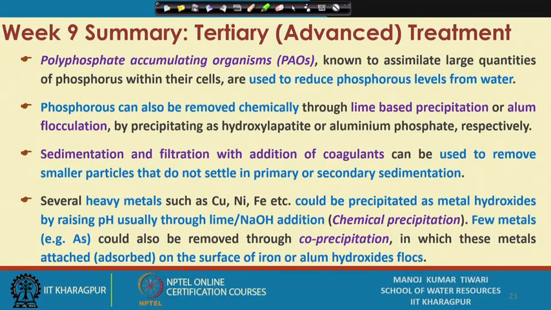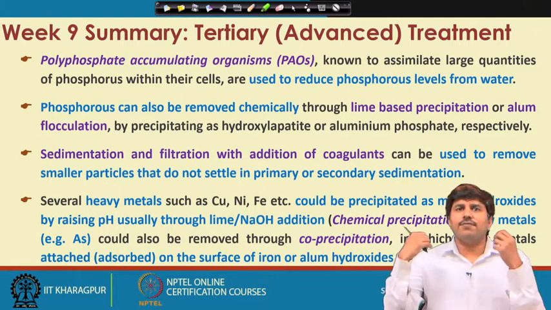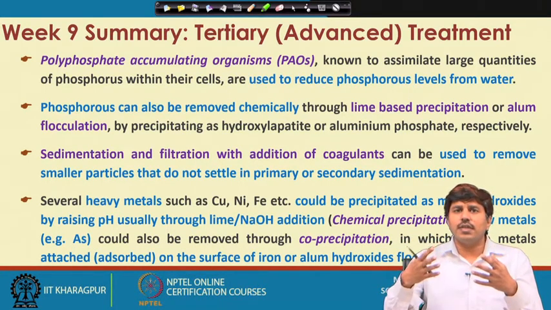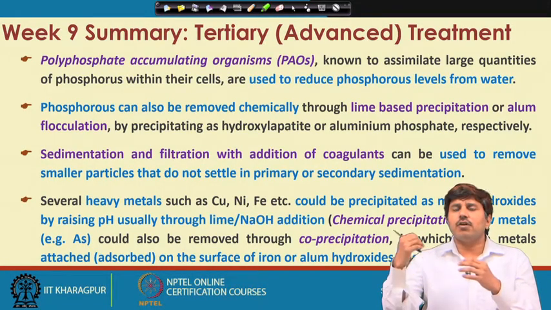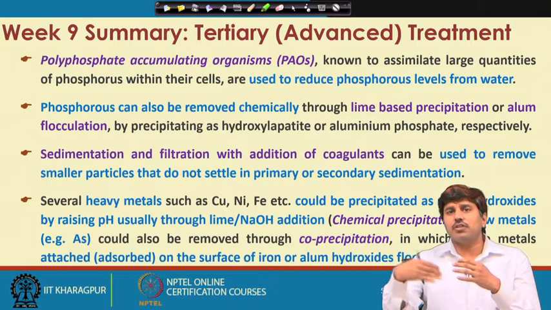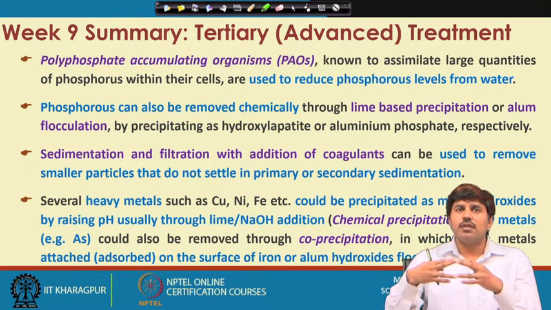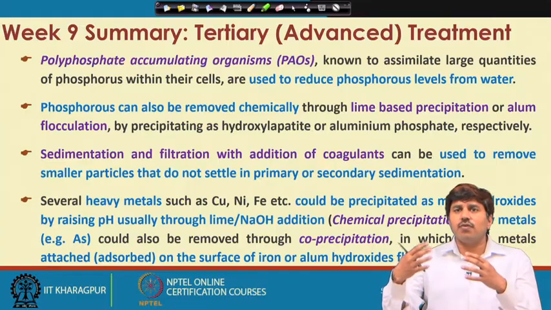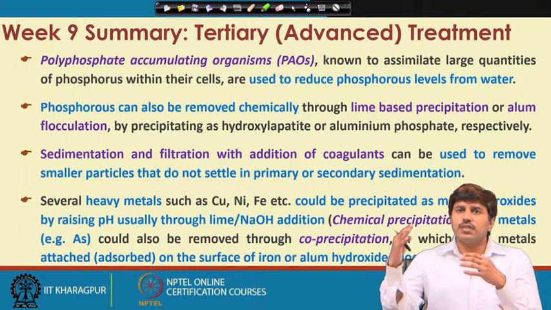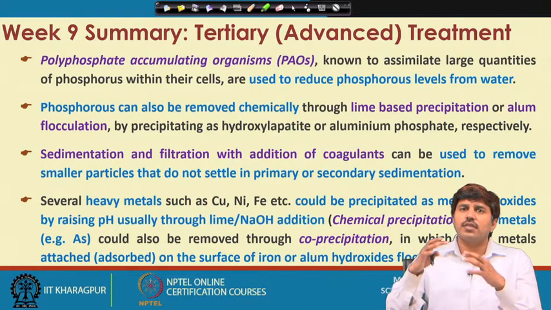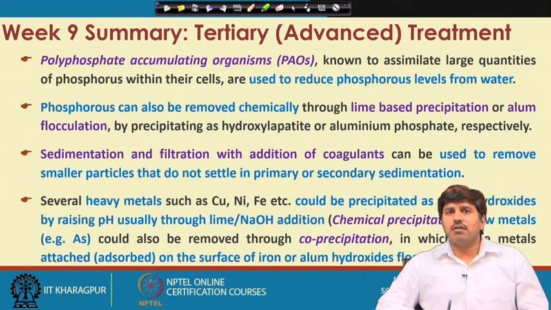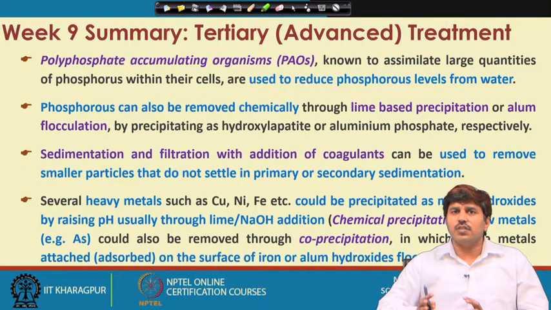There are certain metals, for example arsenic, that could be removed through co-precipitation. So, for these, what happens is that we can add alum or iron coagulants, and when their hydroxide flocs are formed, the arsenic or these kinds of things may get adsorbed onto the surface of these flocs. And these flocs settle, so these metals also settle, also precipitate along with these flocs, and that is why it is called co-precipitation.